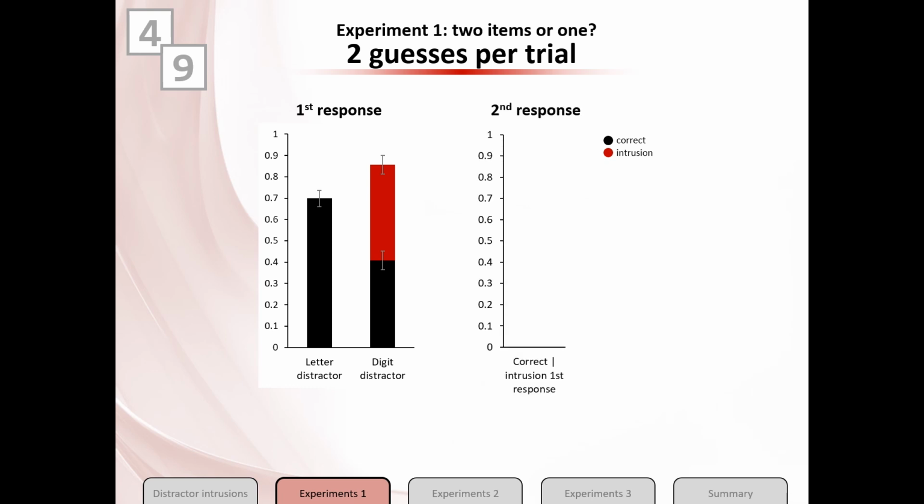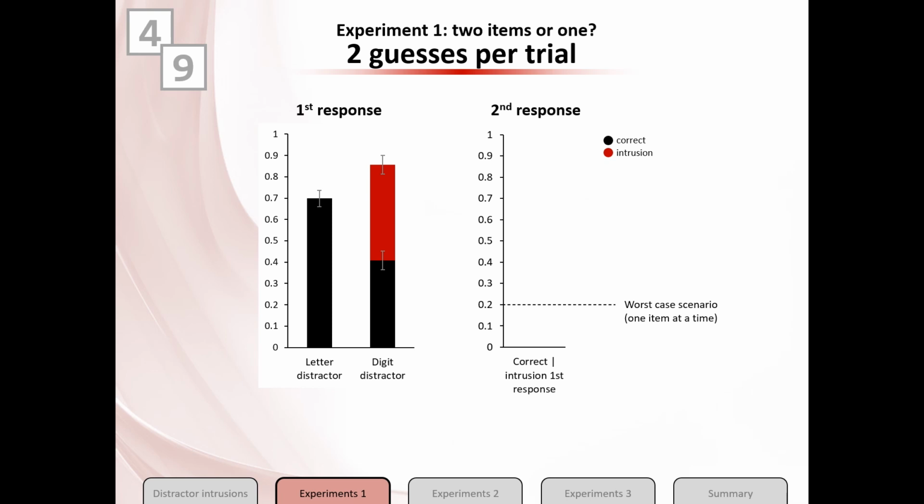Next, we examined the second responses. Specifically, we focused on trials where the first response was already a distractor intrusion. Our main question is, what is the likelihood that the target is reported as a second response on these trials? So what are the options? In the worst case scenario, if the distractor's encoding and the target's encoding are mutually exclusive, then participants should have no information about the target on distractor intrusion trials, and accuracy should therefore be at chance levels.